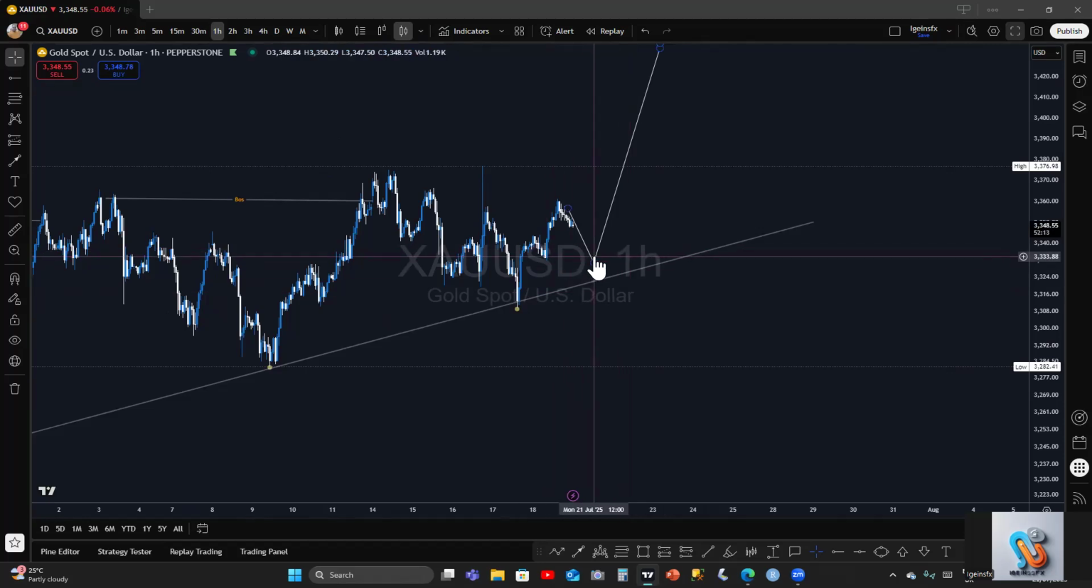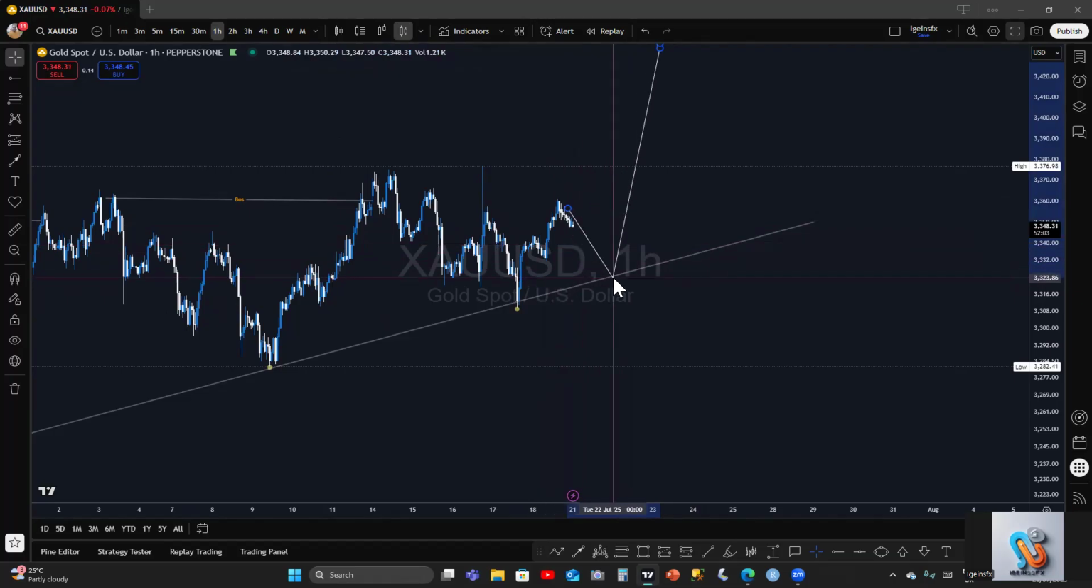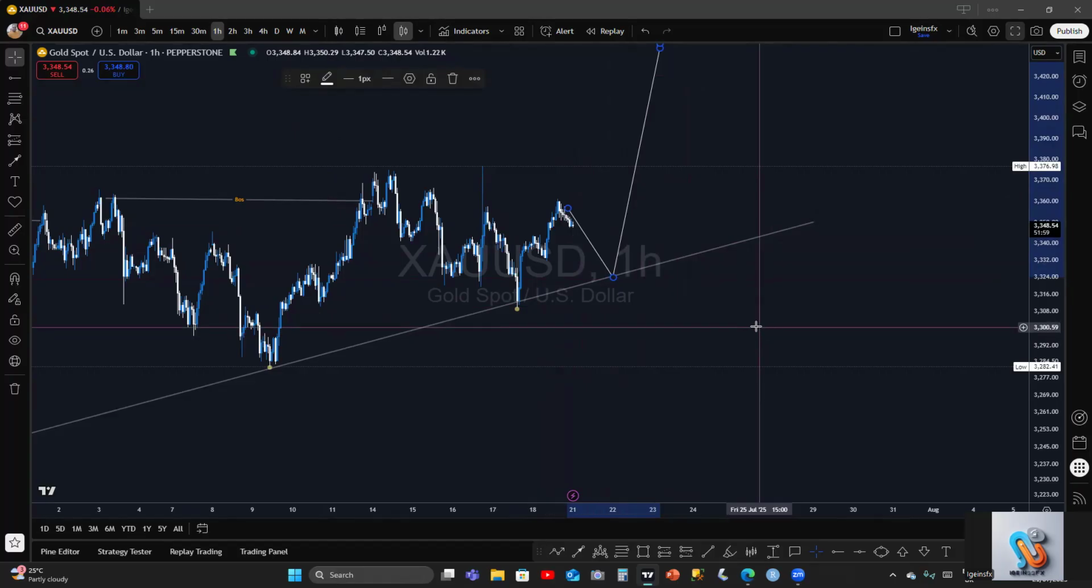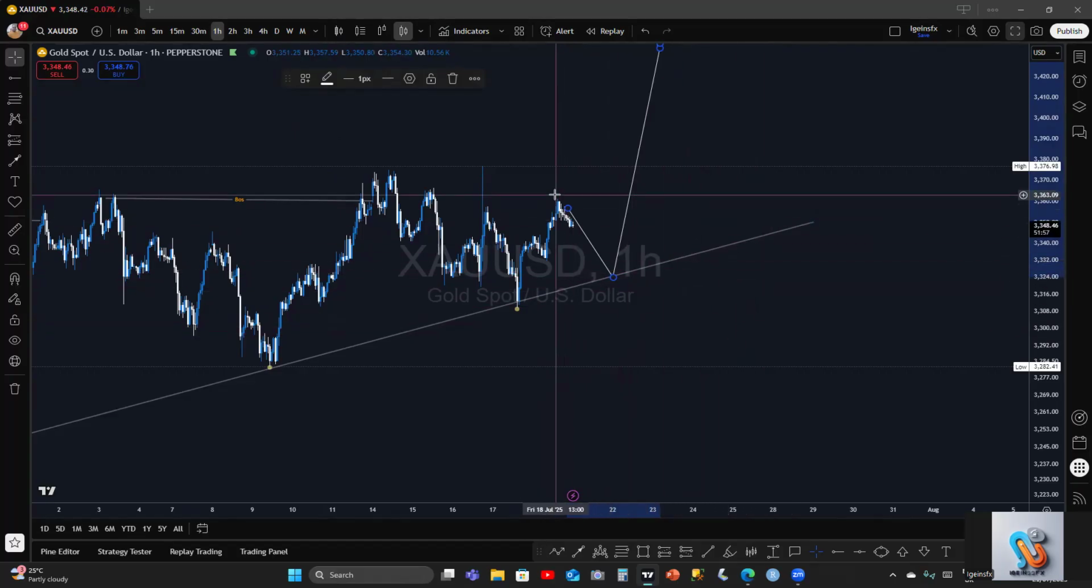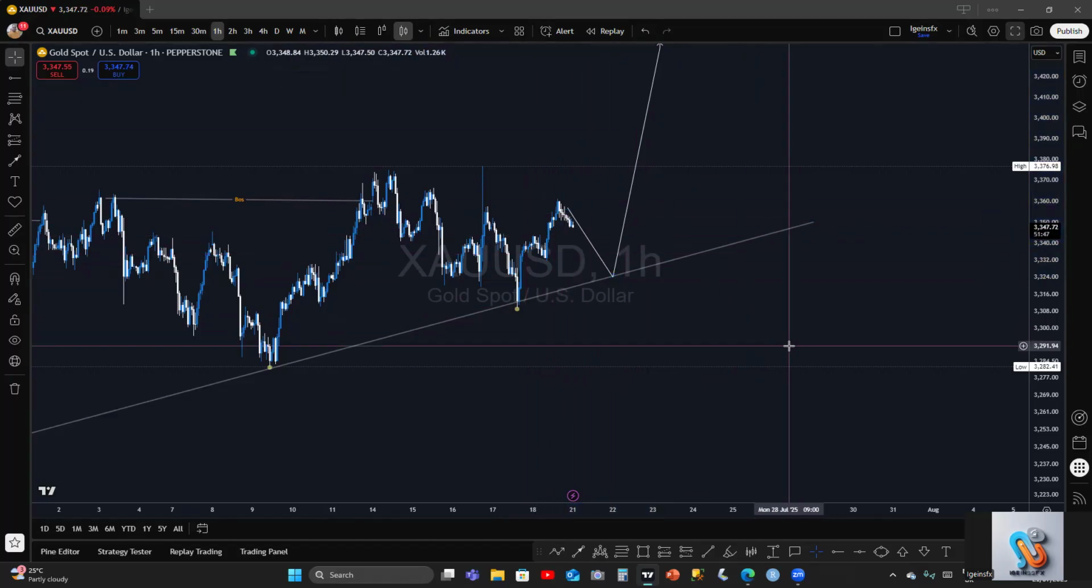So right now we're expecting price action to pull back either up to this point or this point or this point before it pushes to the upside. If this flag here comes down, then it will push.